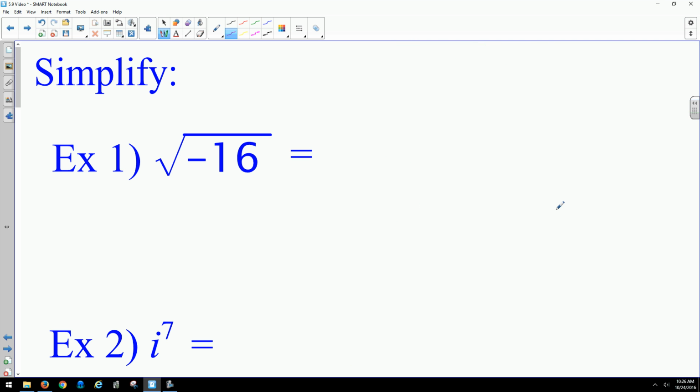So we're going to simplify some radicals, and we're going to do this the same way, but we're going to address this negative first. Just like when you have a negative exponent and you address the negative in the exponent first, let's address the negative under the radical first. So right away, I'm going to separate it out. And lucky for us, 16 is a perfect square, so I can just take the square root of that. Square root of -1 is i, and the square root of 16 is 4. Don't leave it as i4, put that coefficient in front.